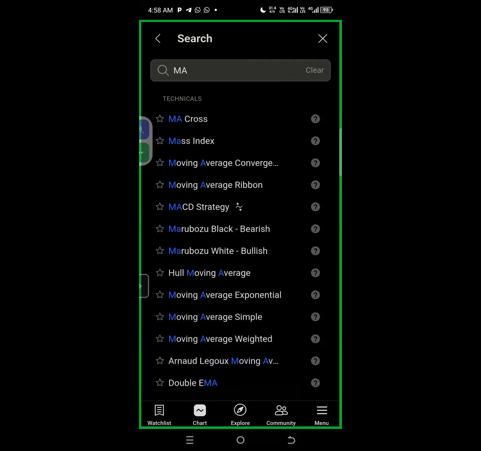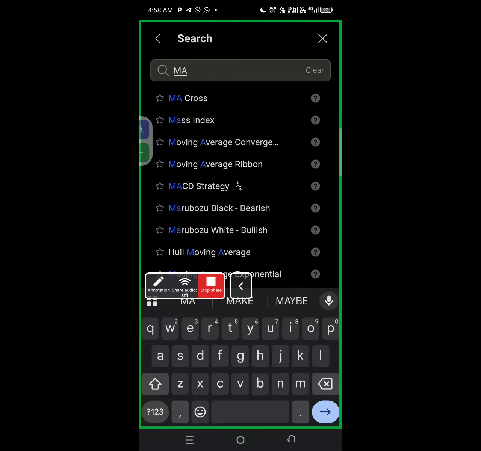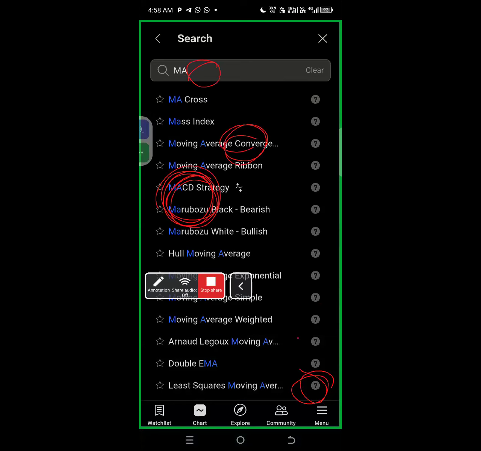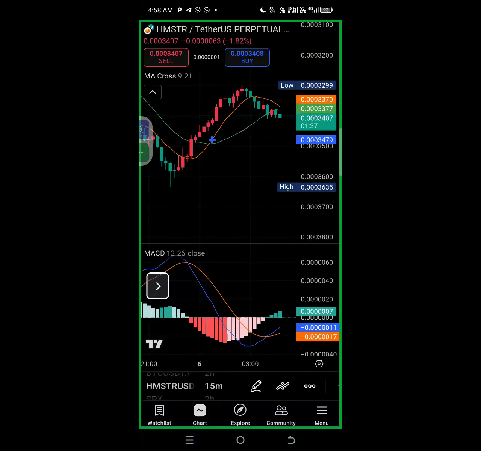The next thing, search for MACD. Let's add it together. This is it, moving average convergence divergence. Just tap on that one too. Now after that, let's go on the chart. You could clearly see we've added two indicators here.